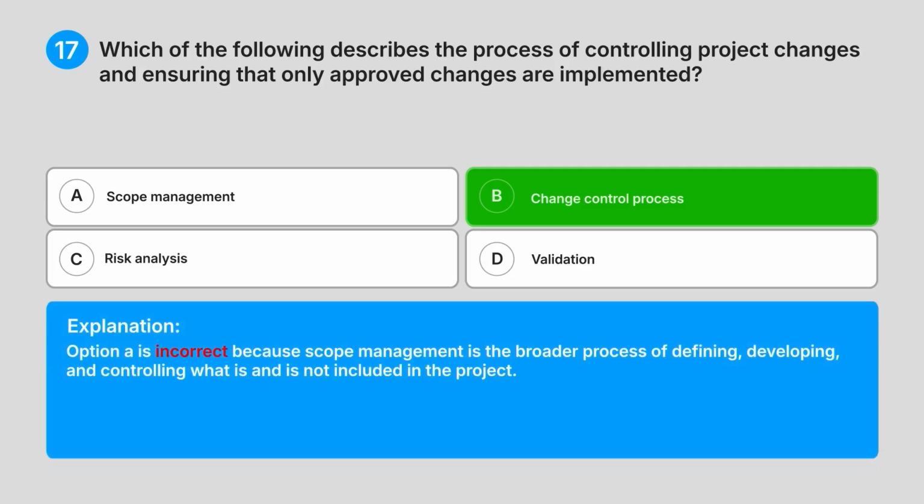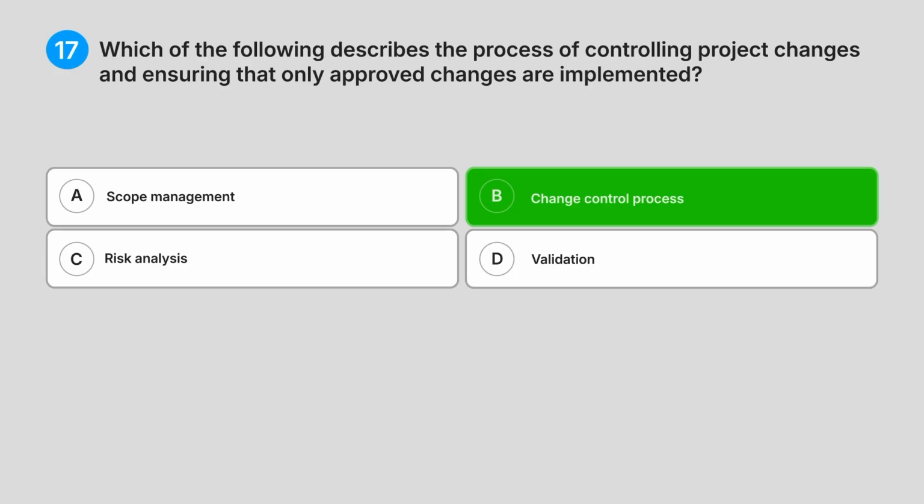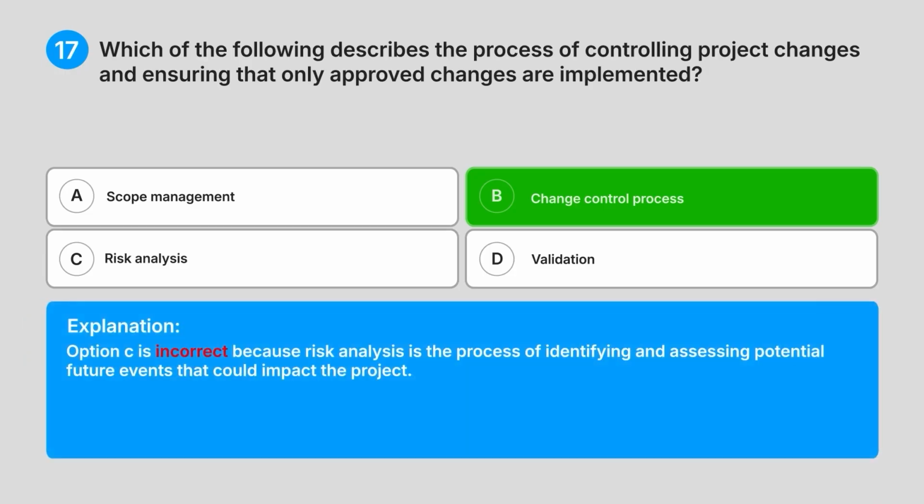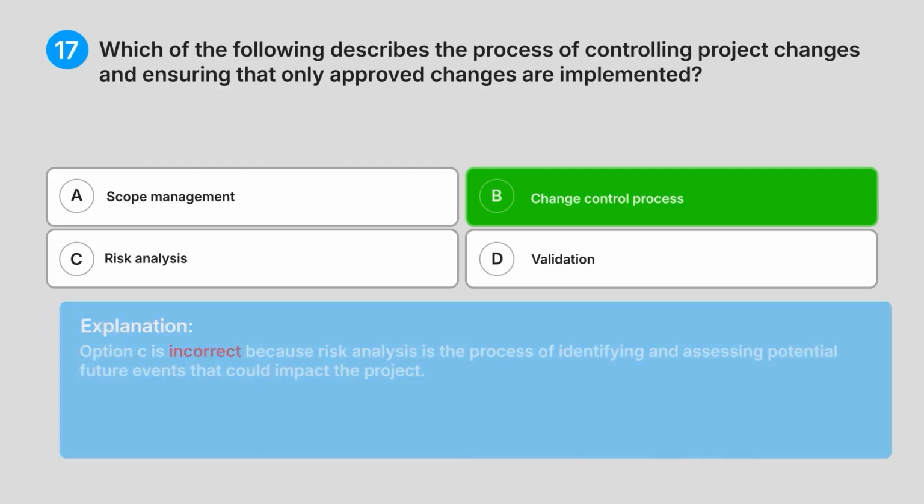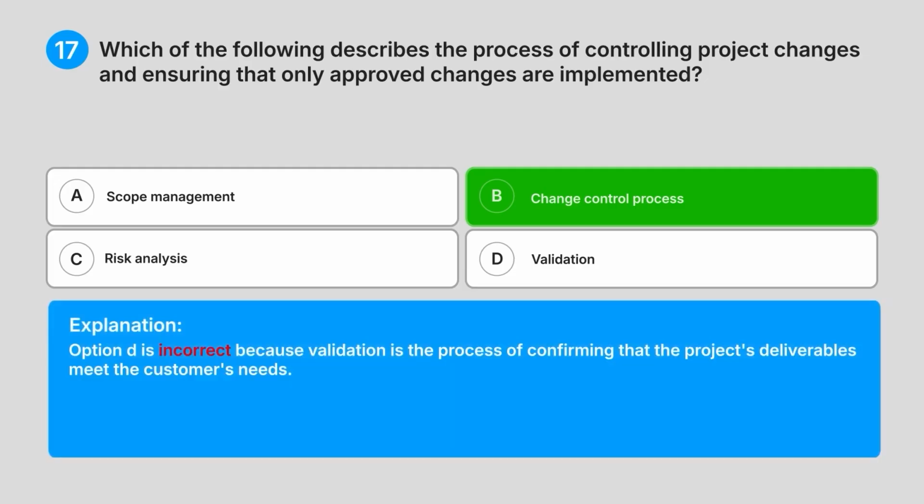Option A is incorrect because scope management is the broader process of defining, developing, and controlling what is and is not included in the project. Option C is incorrect because risk analysis is the process of identifying and assessing potential future events that could impact the project. Option D is incorrect because validation is the process of confirming that the project's deliverables meet the customer's needs.